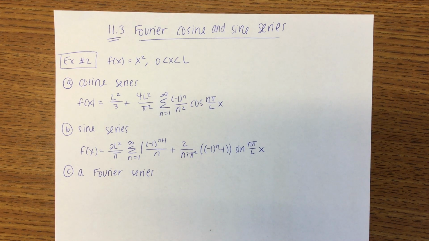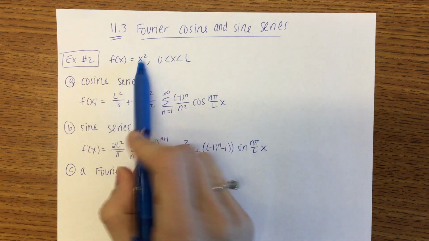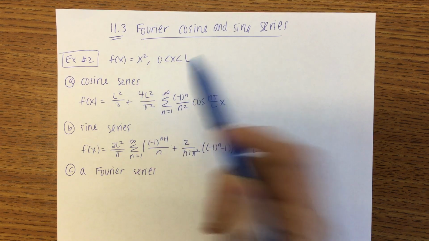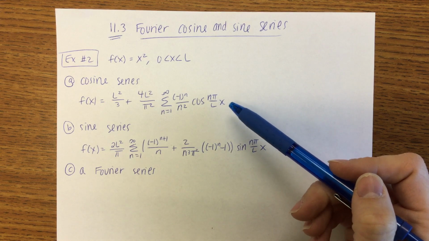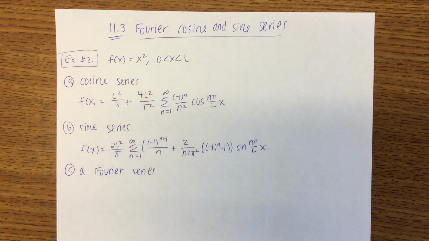We're going to continue with example 2 that we did yesterday. Example 2, we were looking at the function x squared defined on the interval 0 to L. First thing we did was we expanded that in a cosine series, then we expanded it in a sine series. What we left off on was half-range expansions.